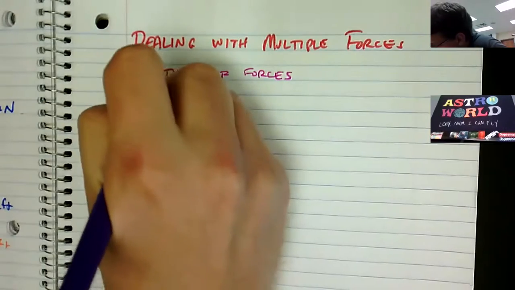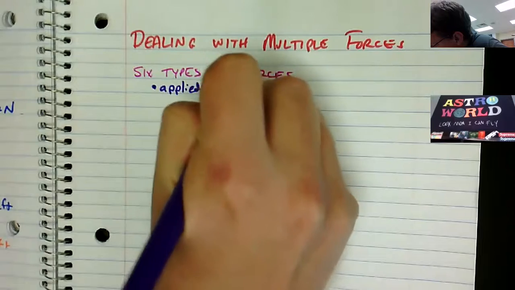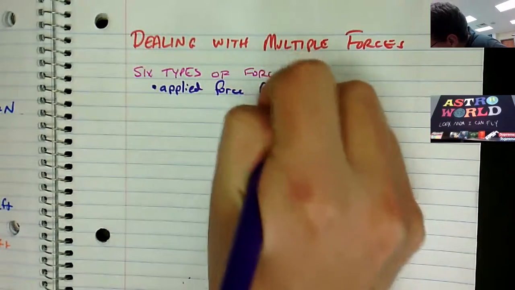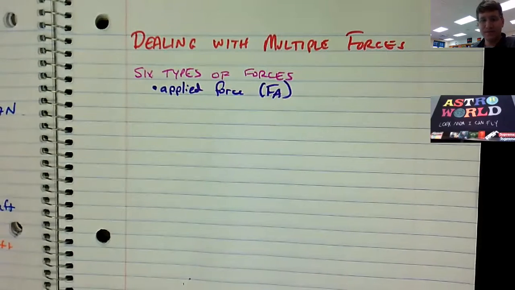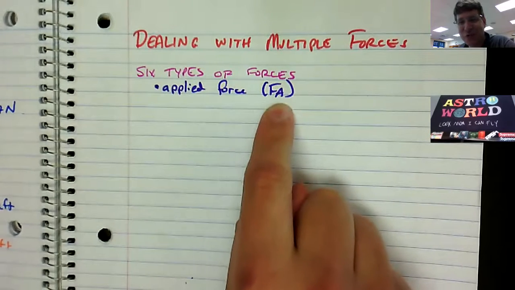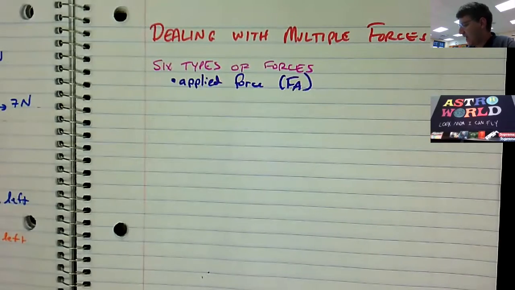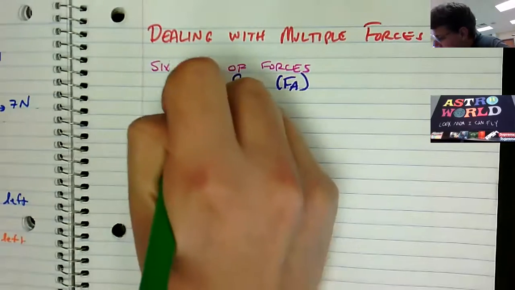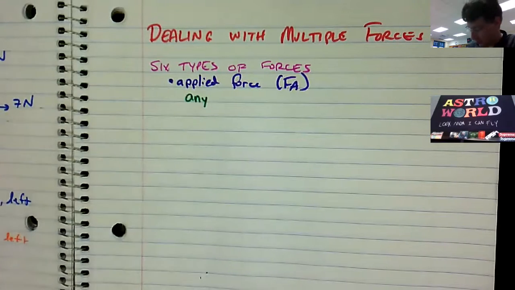So the first one is called the applied force. You're going to want to write this down because we're going to be referring to it today and beyond. The applied force is abbreviated F with a subscript A, so FA. And the definition of an applied force is any generic push or pull.